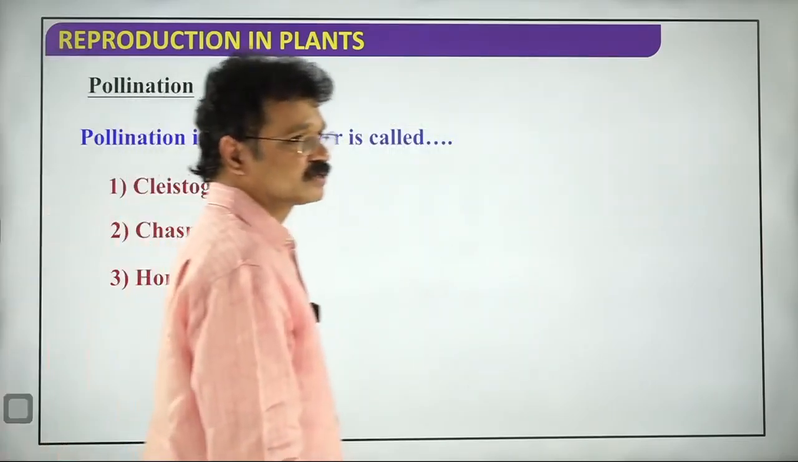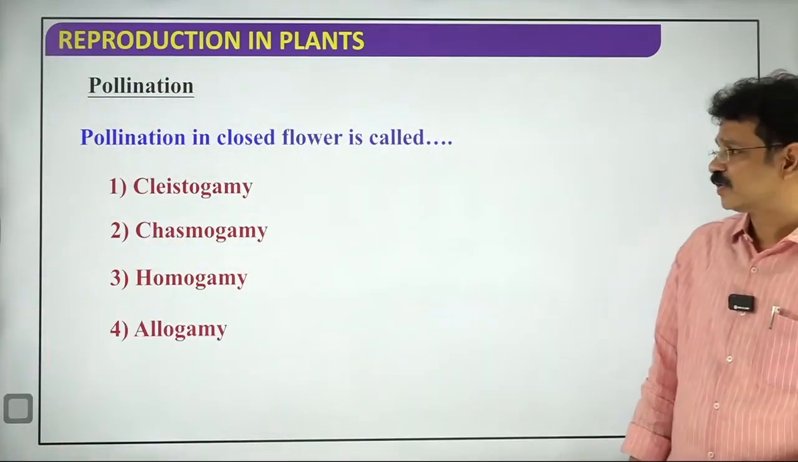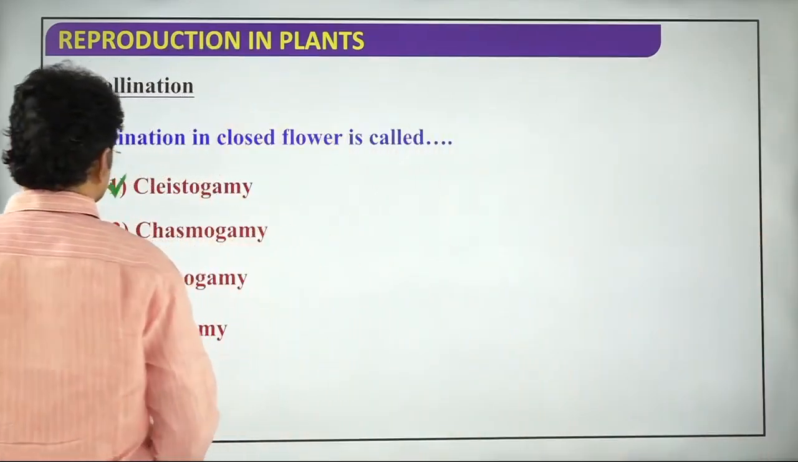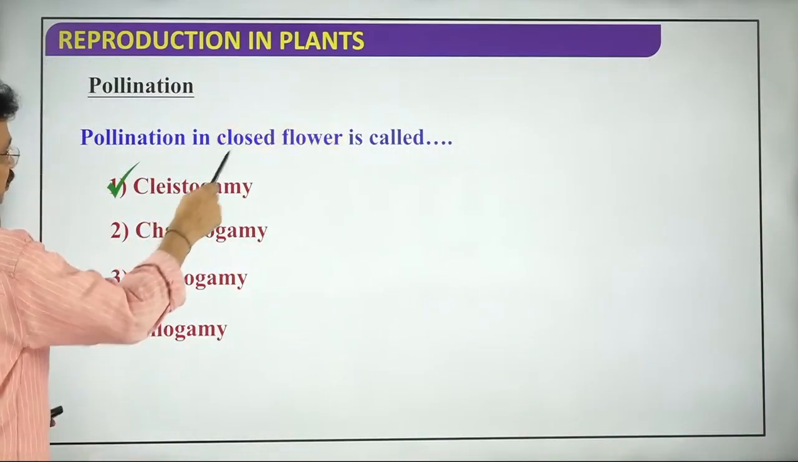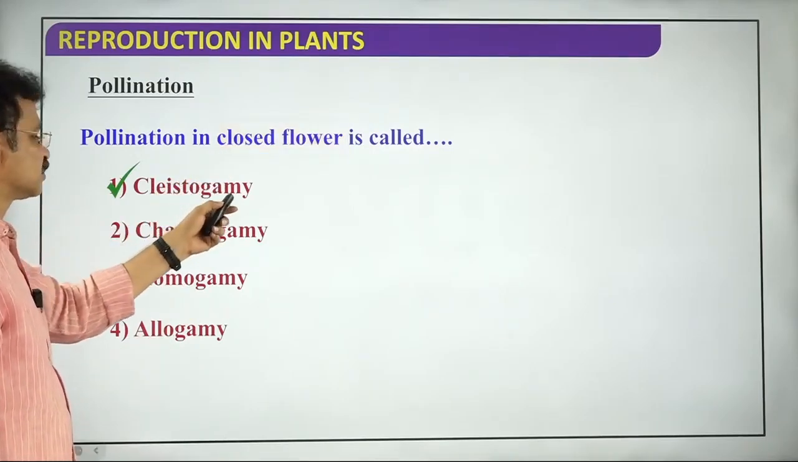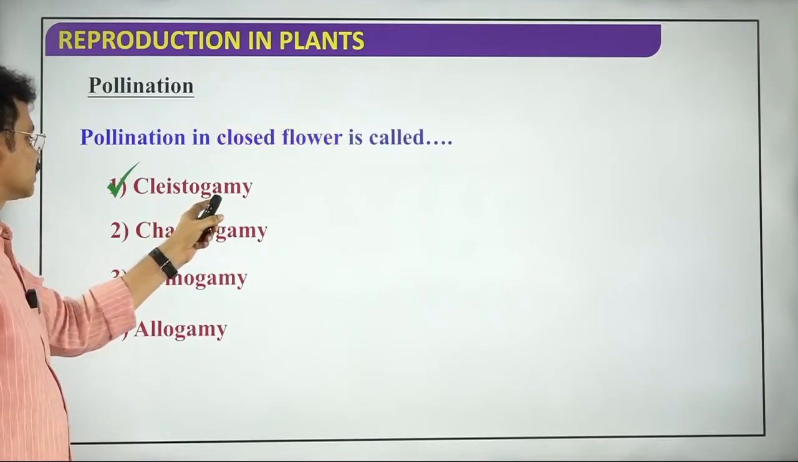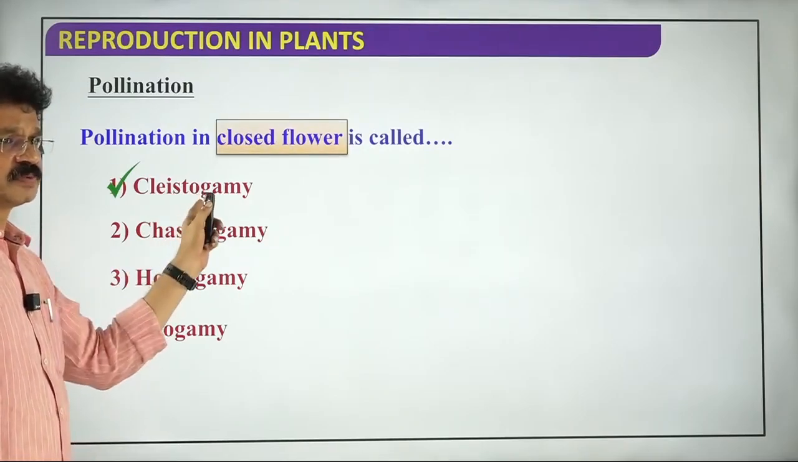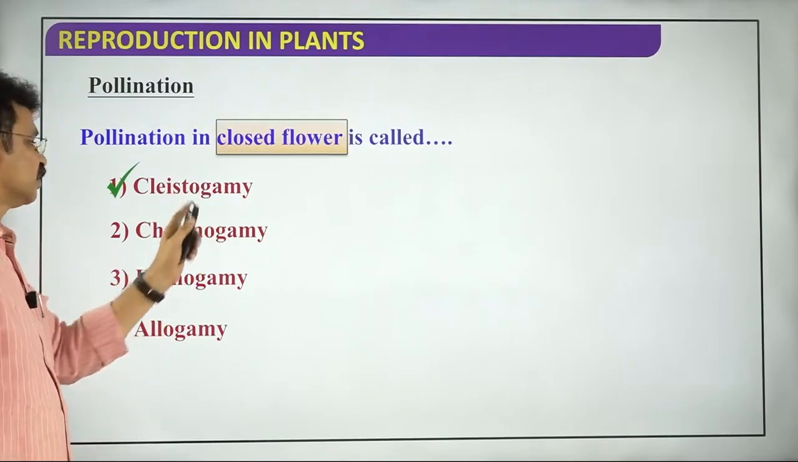Give the answer for this question. Pollination in closed flowers is called cleisto, meaning closed. The type of pollination in cleistogamous flowers is autogamy. Only self-pollination is possible.